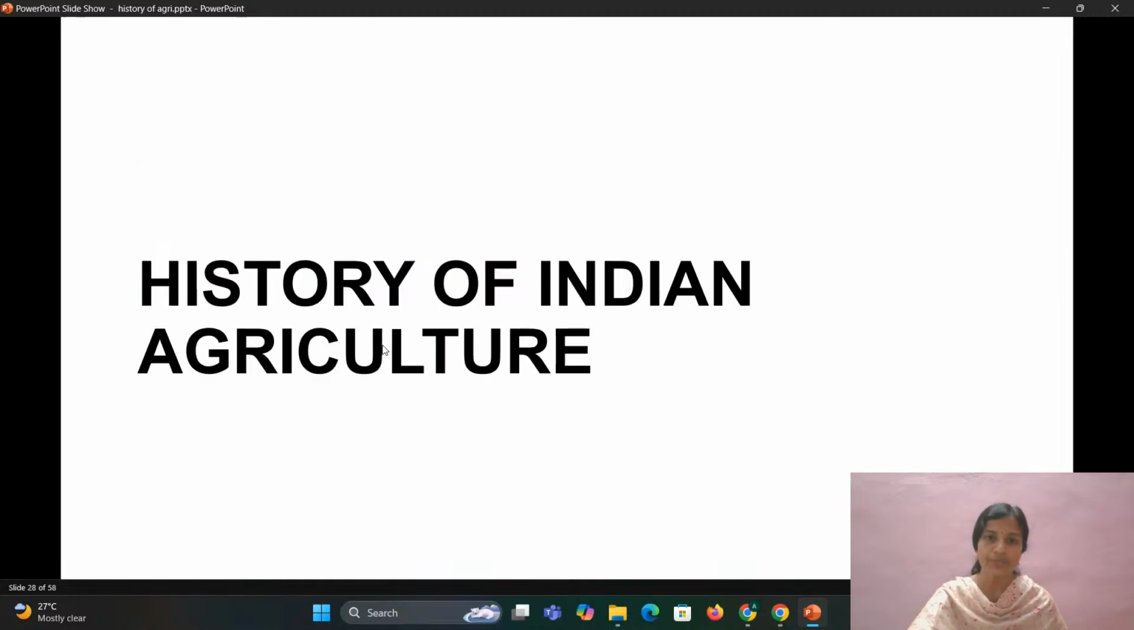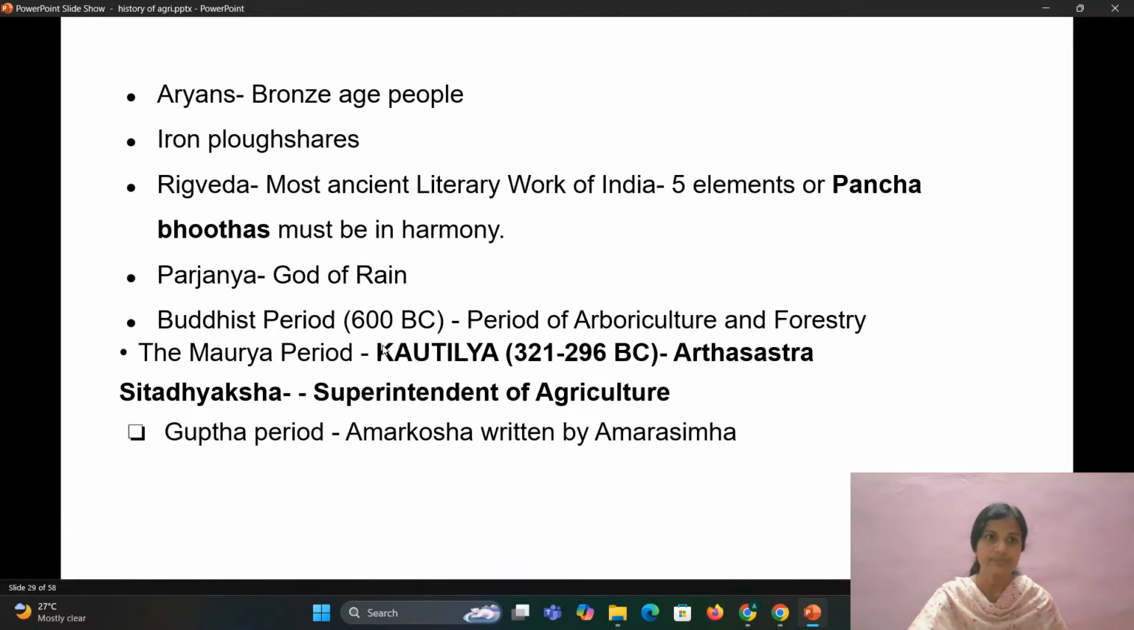Then coming to history of Indian agriculture, some aspects regarding agriculture heritage in India. So coming to the Aryan period, Aryans were regarded as the Bronze Age people, and they used iron plowshares for working out the soil. And in Rig Veda, 5 elements or Panchabhutas are mentioned, and it states that these 5 elements must be in harmony. Then there is a mention of Parjanya. Parjanya is regarded as the god of rain in Rig Veda.